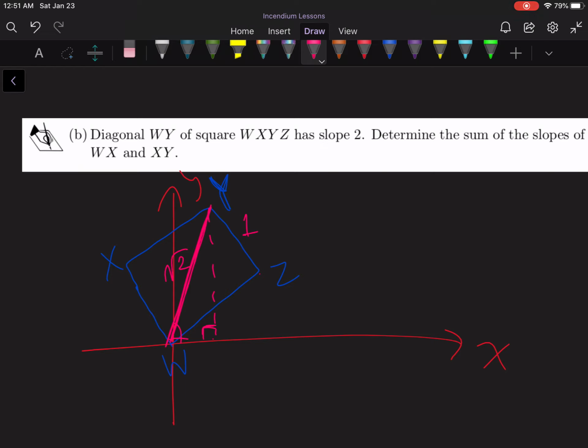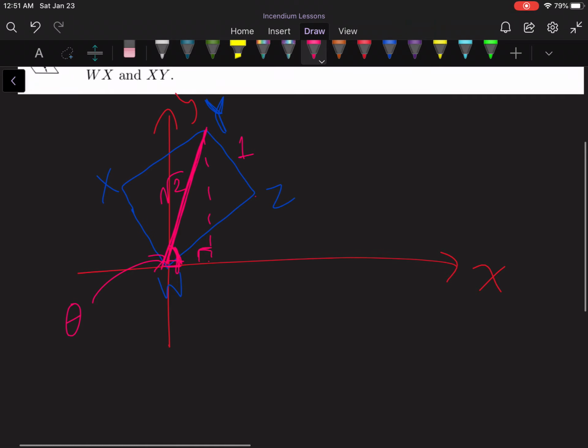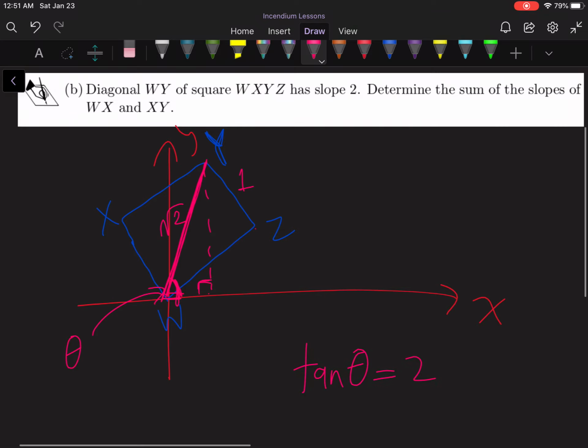So now you have a right triangle with hypotenuse root 2, and you have some angle here. I'm going to call that angle theta. And our first equation is that tangent of theta equals 2. The reason for this is that tangent is the opposite over the adjacent, this length over this length, and that is the definition of slope, which they give us as 2. So tangent of theta is 2.